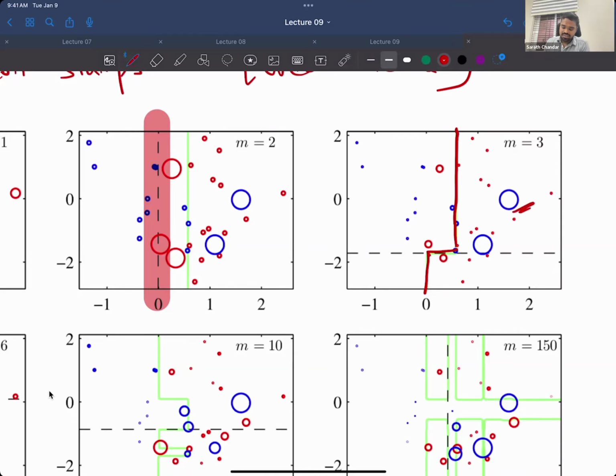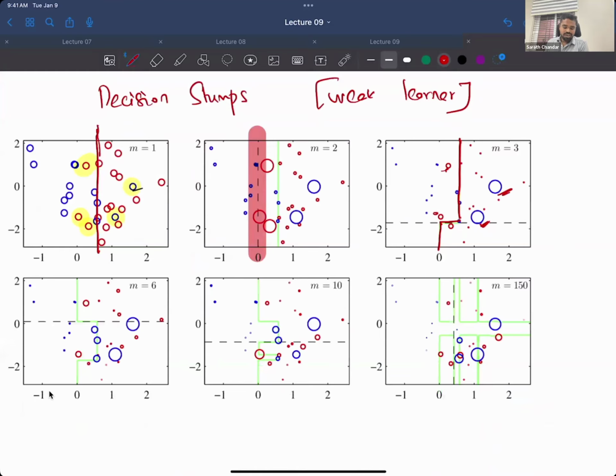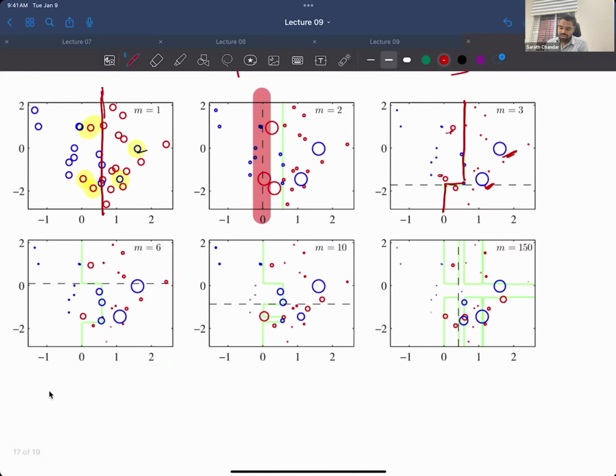Now there are still some mistakes. So you're going to focus on these mistakes, and you will keep repeating this process, and eventually you're going to get a complex decision boundary. Now, this is after 150 iterations. The benefit of using weak classifiers is you can have as many classifiers as you want, and you're not going to overfit. Is that clear? Any questions so far?